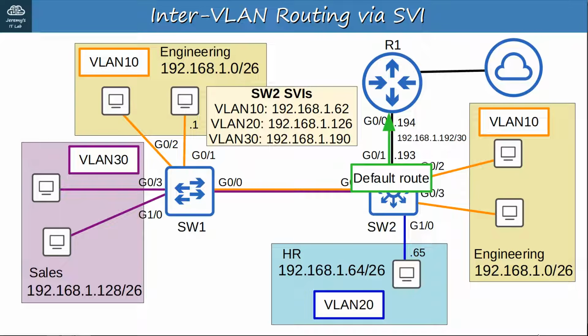I already covered static routes, including default routes, in previous videos, so I won't explain the concept in depth again, but I will show you the configurations once more. So let's do that. Let's get into the configurations, starting first with the point-to-point link between switch 2 and R1, and then the SVIs on switch 2.